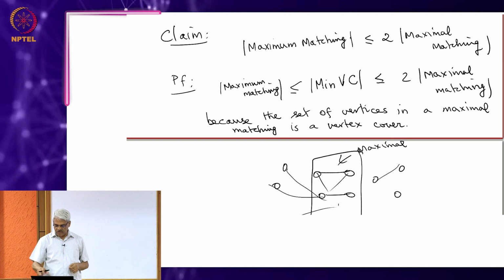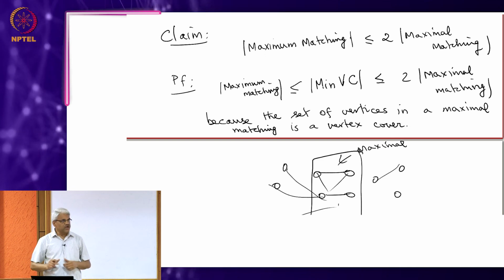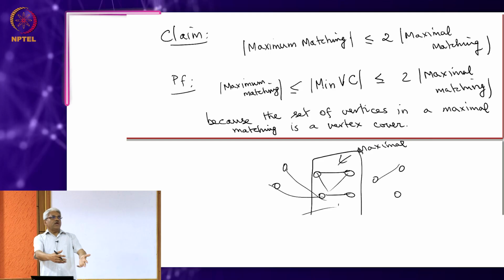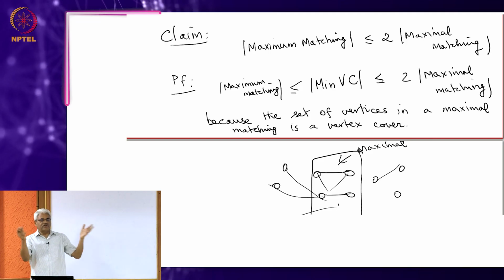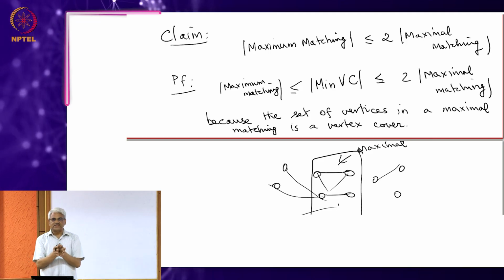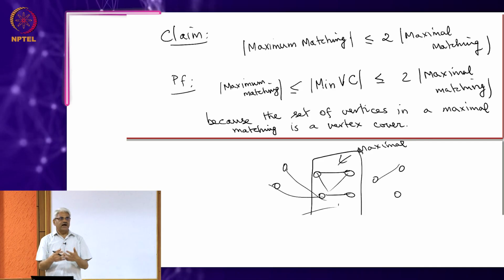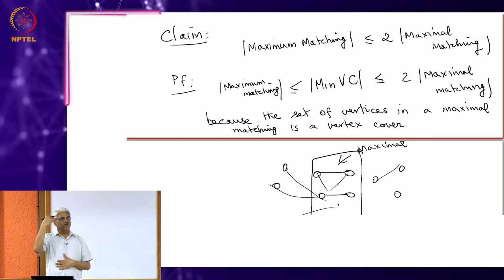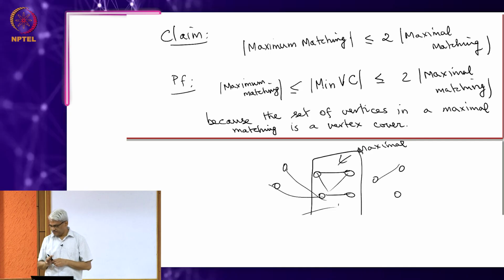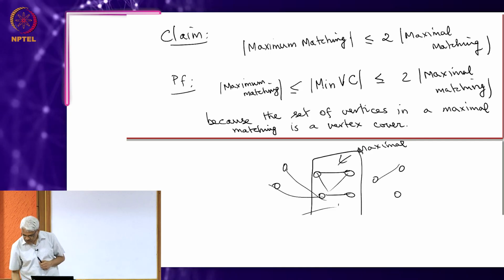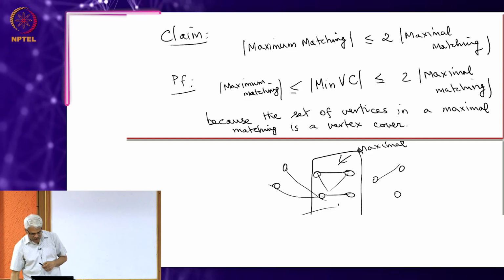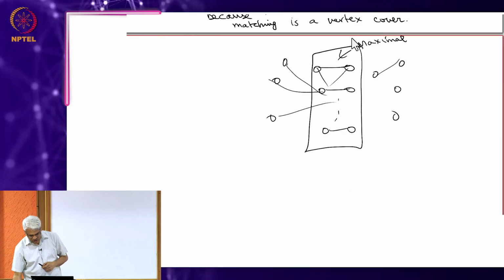So, together you have maximum matching is at most 2 times maximal matching. So, in n log n bits in the streaming world, I store only a maximal matching and it is already a 2 approximation for maximum matching. Okay, good. I think I have reached my time. So, that is all I am going to say.